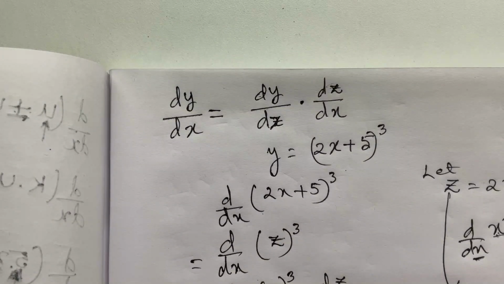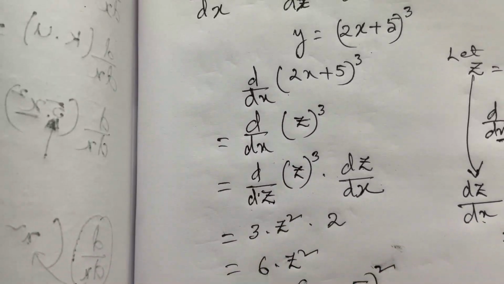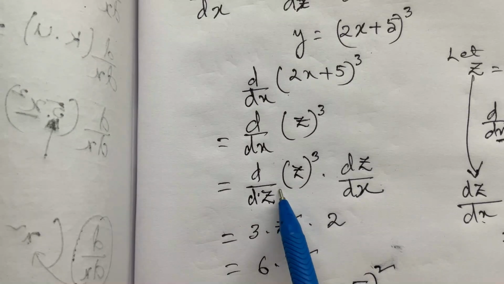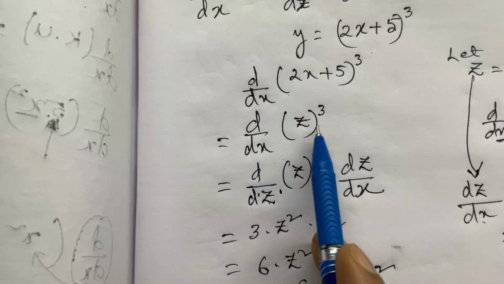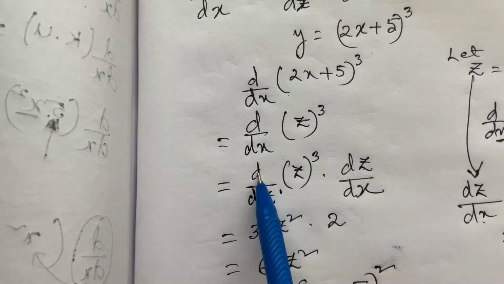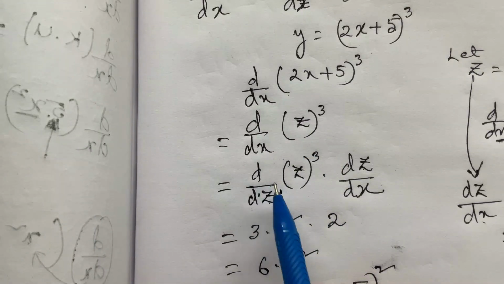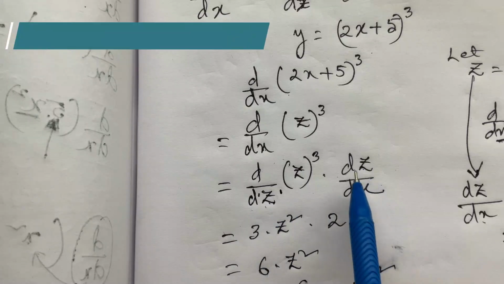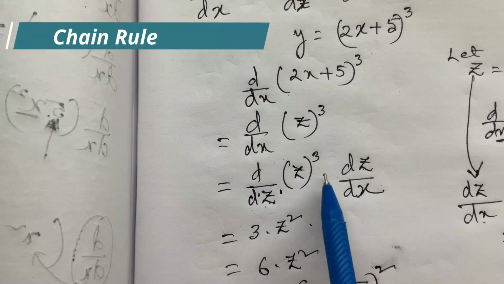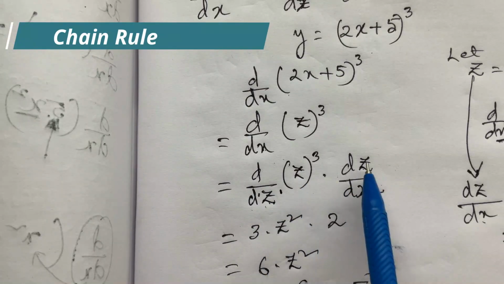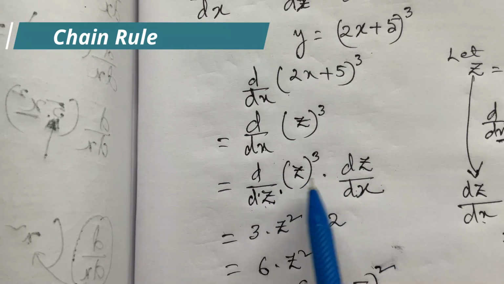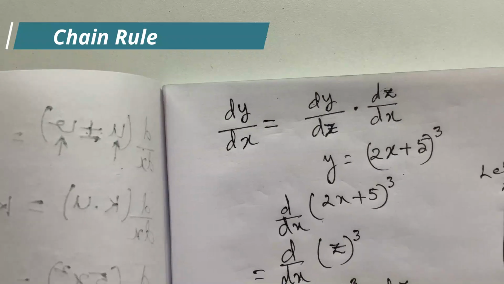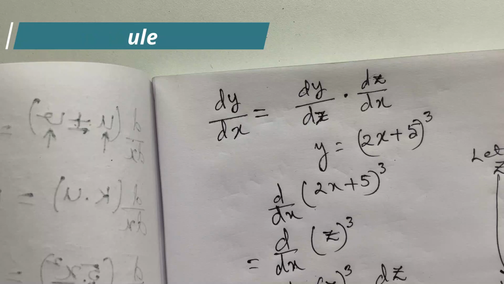So this way, especially at this point, we have used this because d/dx cannot be done for z cube directly, so we have to do d/dz and then dz by dx. So here this formula is used. Sometimes we call it the chain rule.